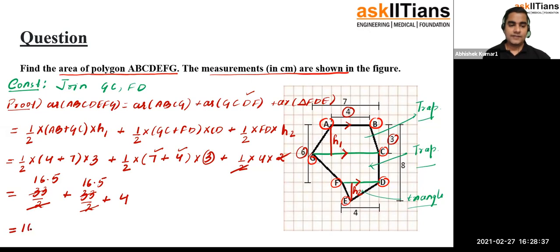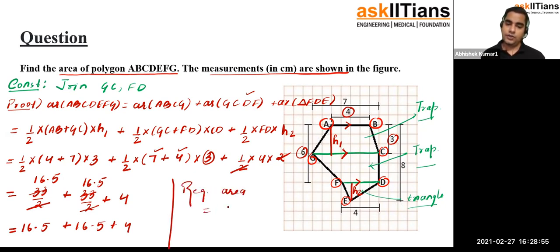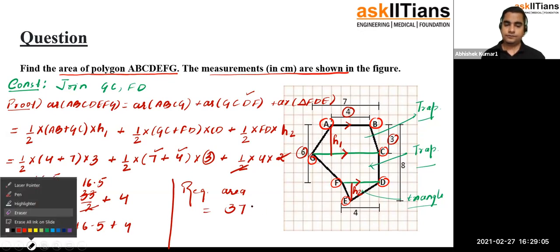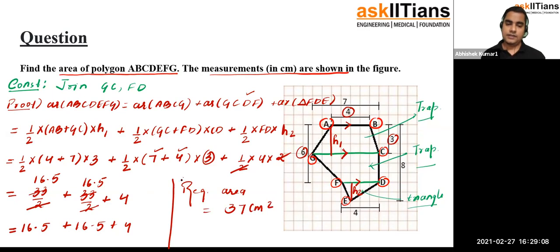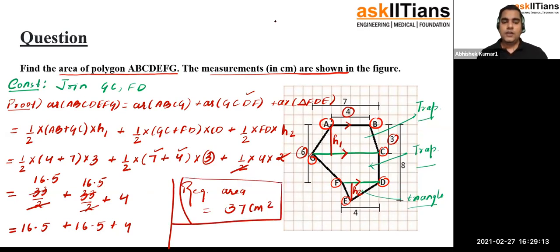So what do we have? We have 16.5 added to 16.5 plus 4. And 16.5 when added to 16.5 gives you 33, and 33 plus 4 gives you 37. All right. So what is the required area? Your required area will be equal to 37 unit square. Here the unit is centimeter, so you have to write centimeter square. 37 centimeter square.